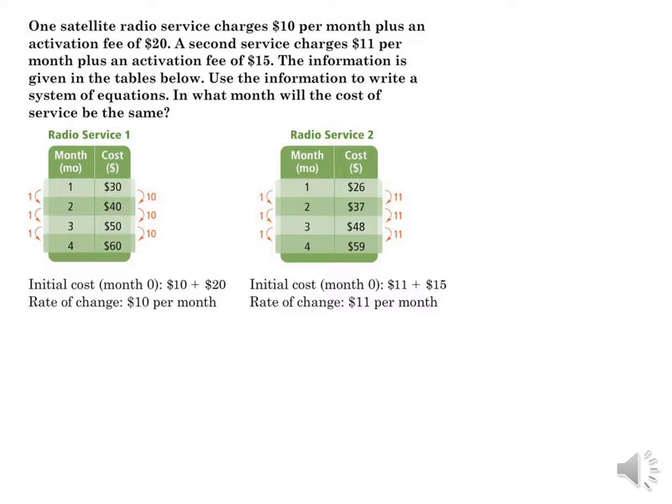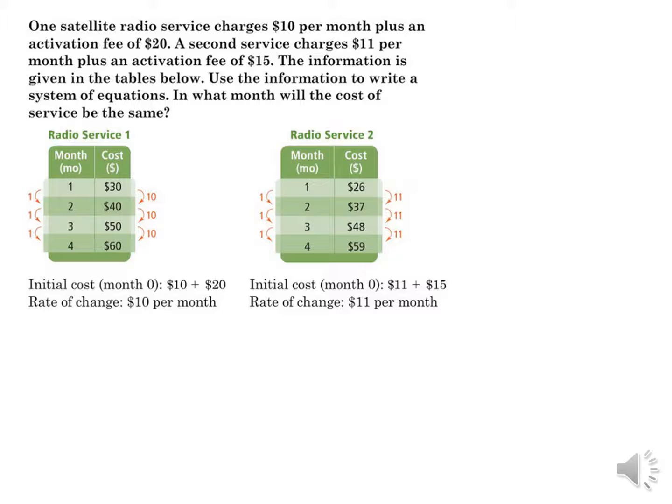Now here's one about satellite radio service. Same thing, there are 2 decisions that you need to make here. Radio service 1, radio service 2. You have a table. So again, you're going to calculate your rate of change, y over x. Now, we don't have 0 on the table, so we have to calculate what 0 is. At 0 months, this is going to be $20, because see how these are increasing by 10? I just subtract 10.